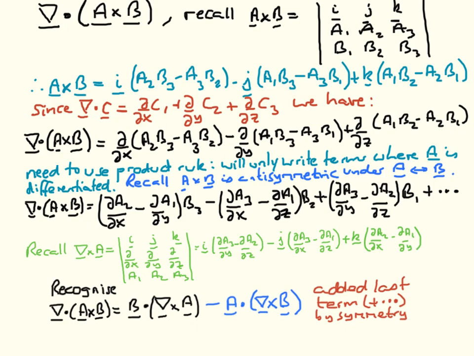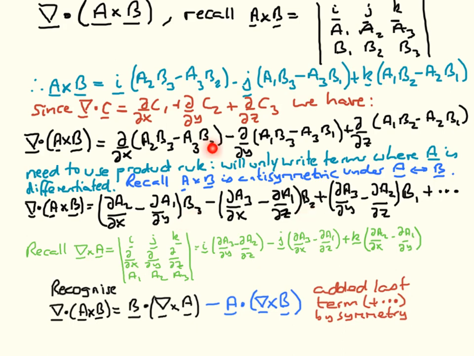So let's work out this differentiation, and as I say I'm only going to look at when I differentiate the A's. So here I'm going to get the derivative of A2 with respect to x multiplied by B3, so that's this times this, and then here there's another B3 and I'm going to get the derivative of A1 with respect to y, and there's a minus sign. So I get these two terms multiplied by B3.